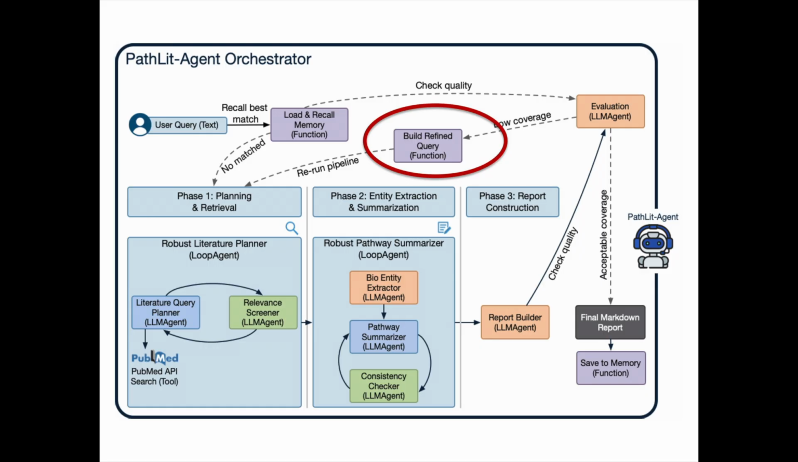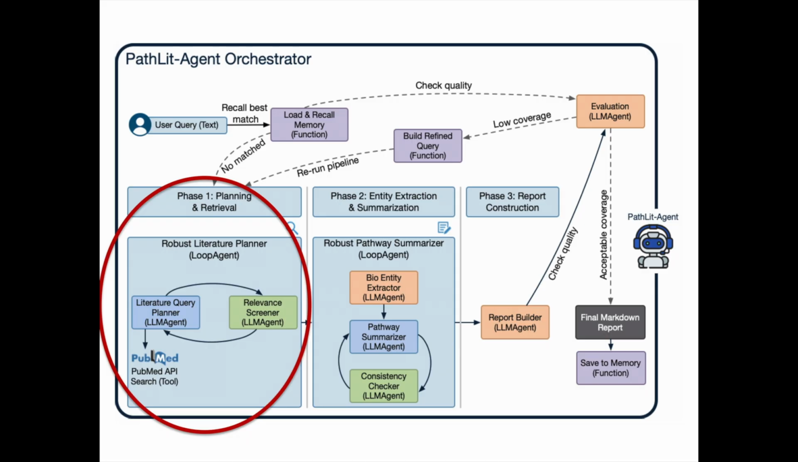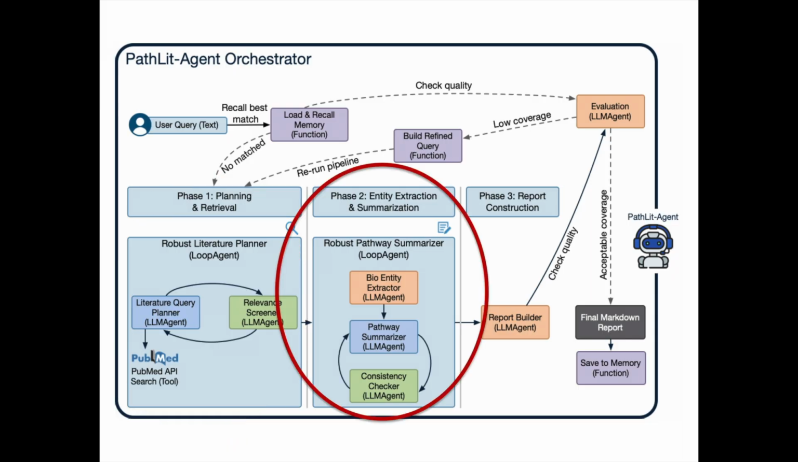If no suitable memory match exists for the input query, PathLit-Agent runs the full workflow. In Phase 1, it plans PubMed queries, retrieves papers, and screens them for relevance. This step operates as a loop agent, repeating until a reliable paper set is collected and passed forward as structured JSON. In Phase 2, the agent extracts pathway entities such as genes, interactions, and mechanisms.